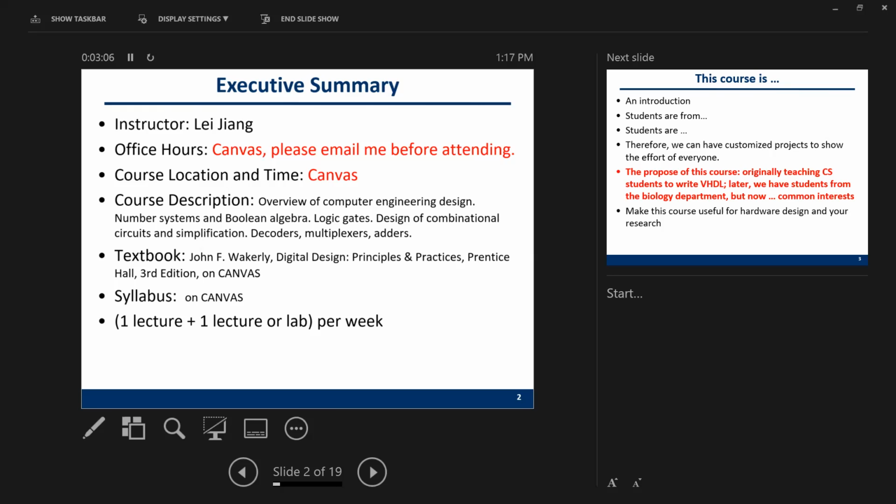So we have a task book. You can download that on Canvas. Particularly, we have a syllabus on Canvas, which will contain the information of each lecture and the recording of each class. We will have 2 lectures per week. Sometimes I will change the second lecture into a lab, so that you can do your own projects or homework.